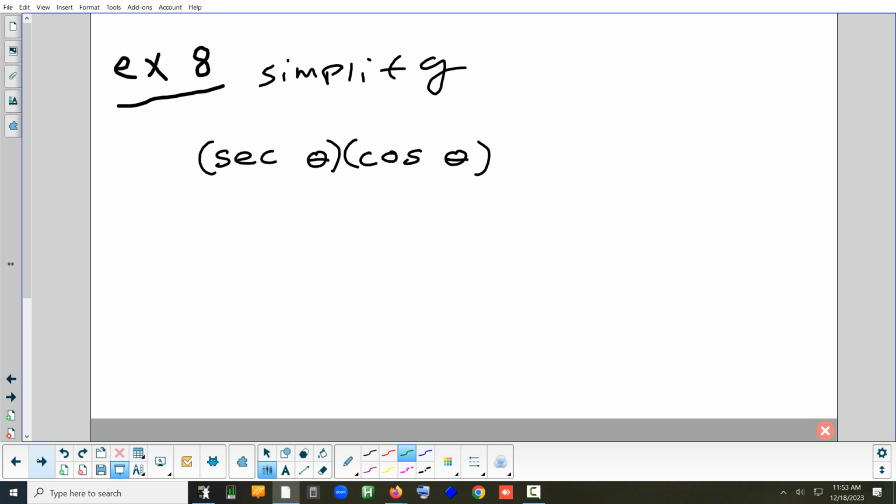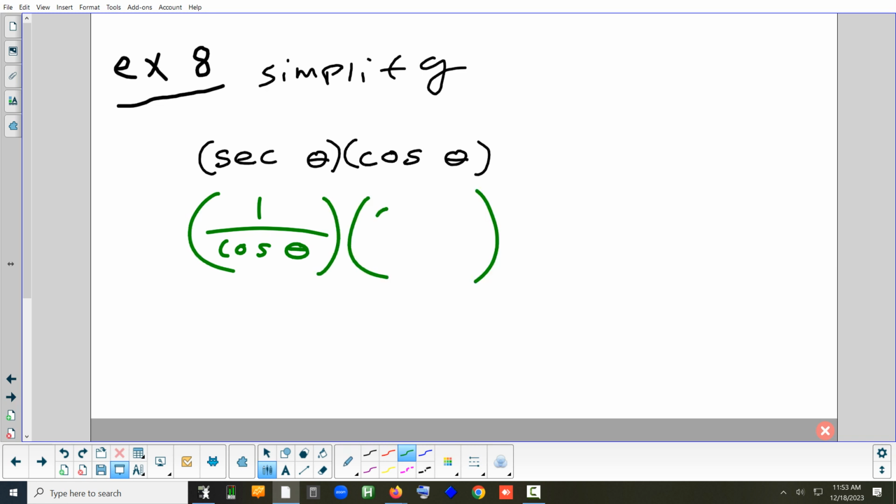Let's try this one. What's the secant? 1 over sine. What is it? That is 1 over cosine. And cosine, it's not a fraction, but you could think of it as over 1 if you want. What do you get if you multiply those together? I kind of did one like that earlier. Yeah, you get 1. So sometimes when you simplify a trig identity, the whole thing just turns into a number. That's very easy to work with. Not often. Most of the time, it simplifies to another trig expression that's just smaller.